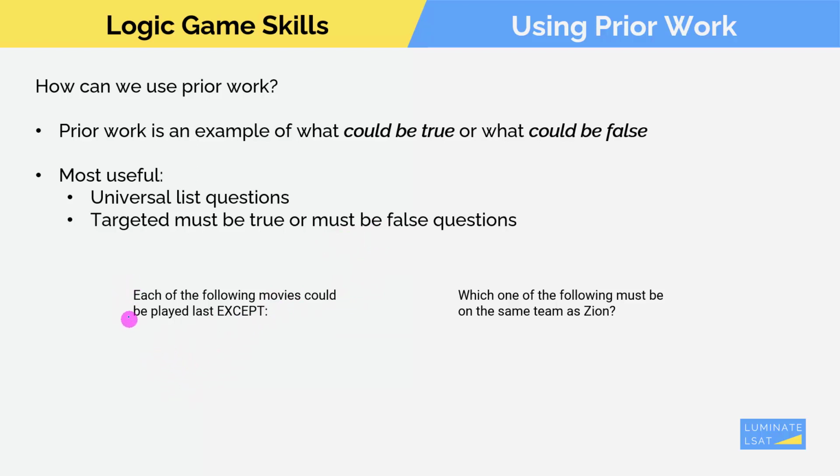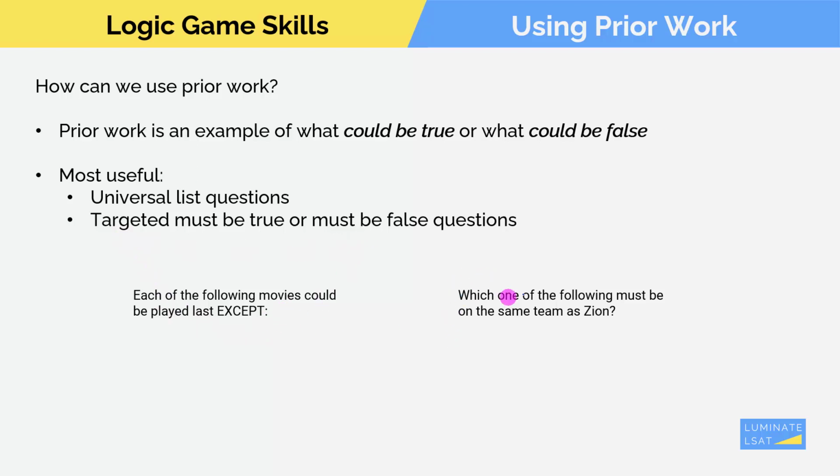This question to me is targeted because it is about a specific element in the game. It's about which could go last. Contrast this with a question that just asks which of the following must be false. A question that asks which of the following must be false, it could be about any aspect of the game. It's not targeted to a specific part of the game. This question, though, is a targeted must be false question.